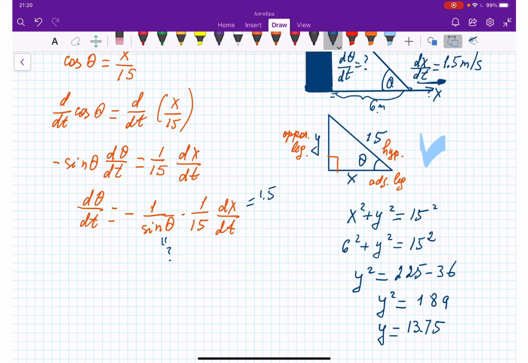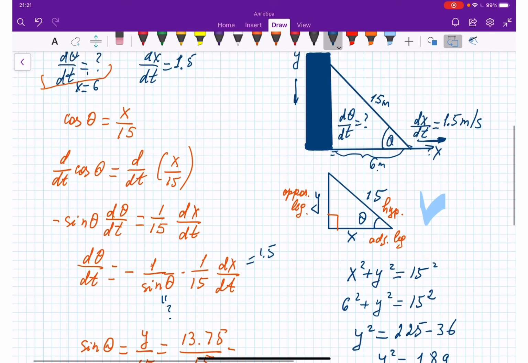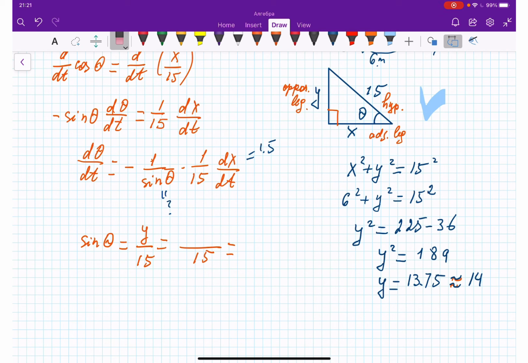Okay, so from here, sine theta is equal y, opposite leg, over hypotenuse, over 15, which means 13.75 over 15, right? And let's round it up to make it easy. I'm going to round it up and get 14. Otherwise, it's going to be a nightmare to go like that. Numbers are not given good unless I made a silly mistake somewhere, but I don't see how I could. Okay, so I'm going to round it up, get 14 over 15, to be easy, with the purpose of being easy to solve.